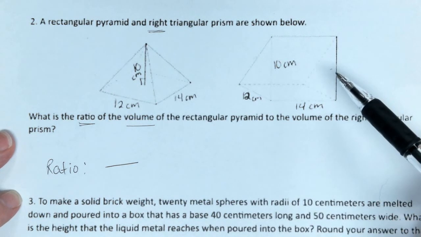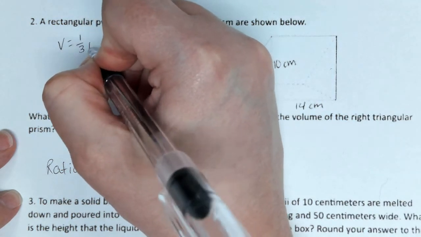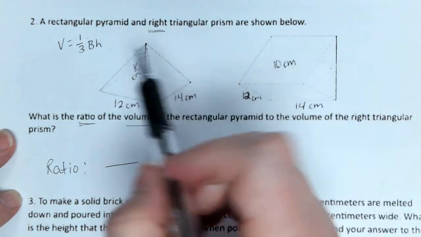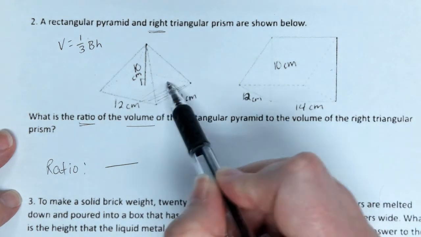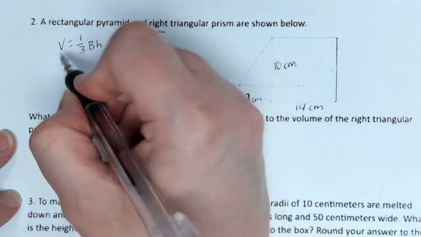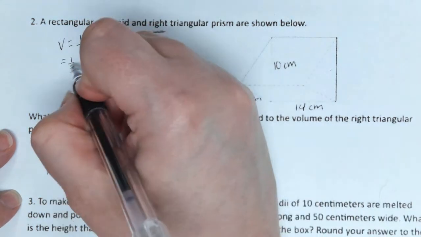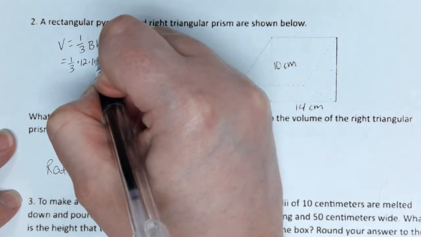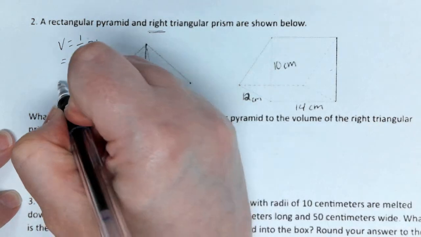So for pyramids, the volume formula is 1/3 BH. Now, remember, big B is the area of the base. In this case, the base is a rectangle. So you find the area of a rectangle by just doing length times width. So 12 times 14. And then the height of our pyramid is 10. And so we can just put this in the calculator.